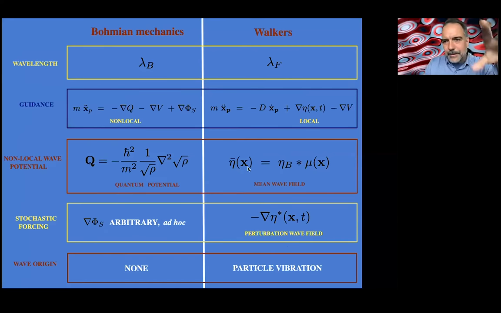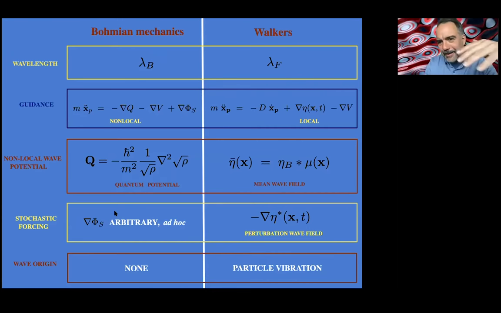Okay, but it's interesting to look at this in the context of the walkers, because if you look at their guidance equation and ours, we have a local pilot wave force. It's simply the local slope of the amplitude of the wave field. But if we decompose that local form into a mean and a fluctuating part, then our mean pilot wave potential, as we saw before, is actually non-local, as is the quantum potential. And we have this perturbation wave field, which when combined with the mean wave field makes things local. They have to invoke both the non-local potential and this stochastic background forcing, right?